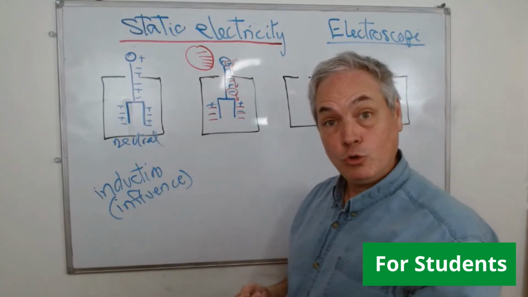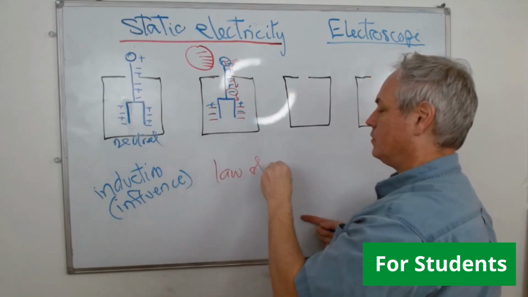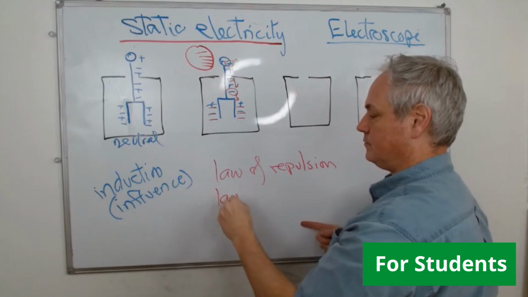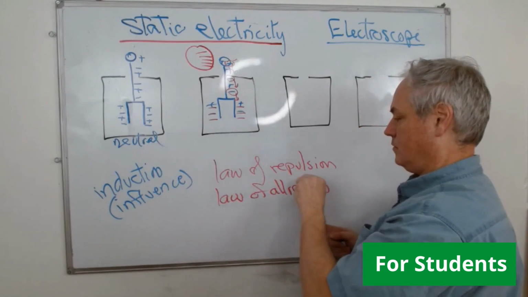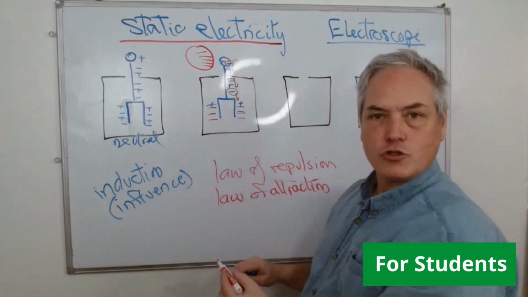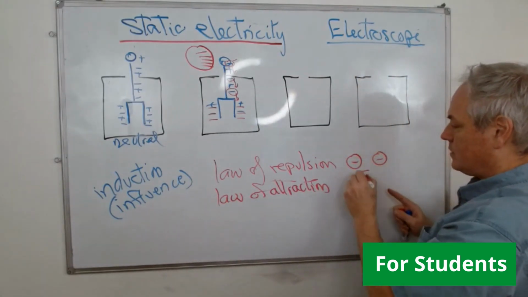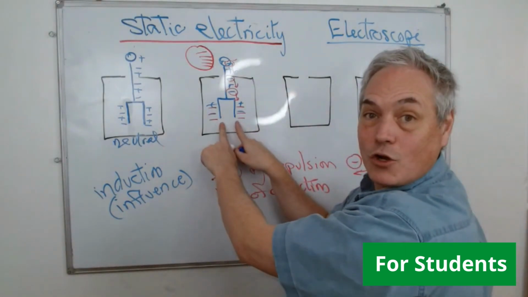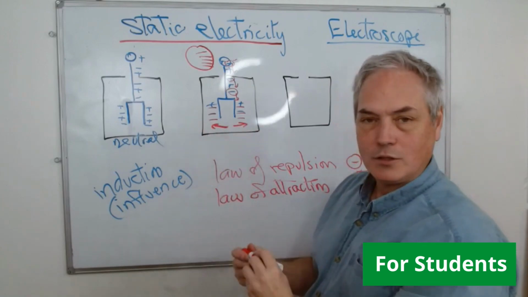And here we have two laws to consider. We have the law of repulsion and the law of attraction. So here, because we have two parts that are the same charge, they will want to be as far away as they can from each other. So here, they will want to create a movement like this.